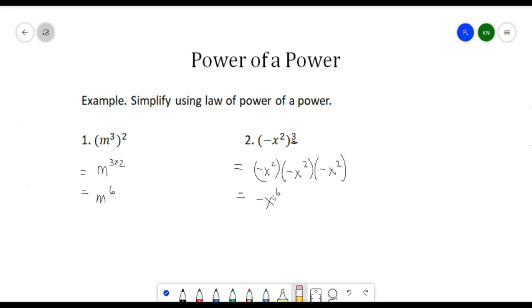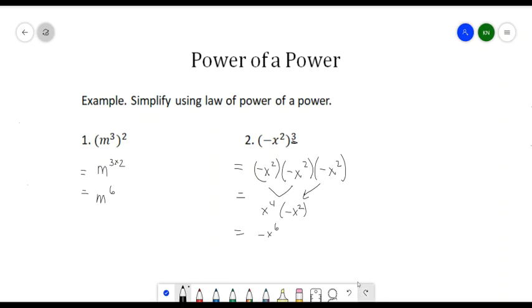So again, rewriting this one to avoid confusion, this is equivalent to positive x to the fourth, right? Because negative x times negative x is positive. 2 plus 2, that is 4. Now, if you multiply this one by negative x squared, positive x multiplied by negative x, that is negative x, right? 4 plus 2, that is 6. So that gives us the answer, negative x raised to 6.